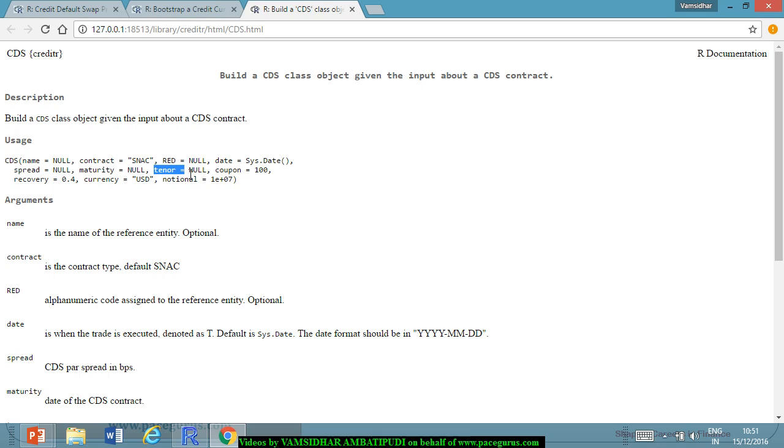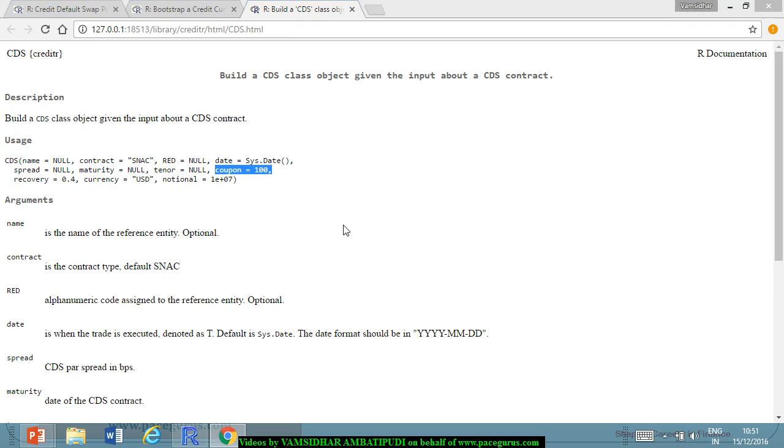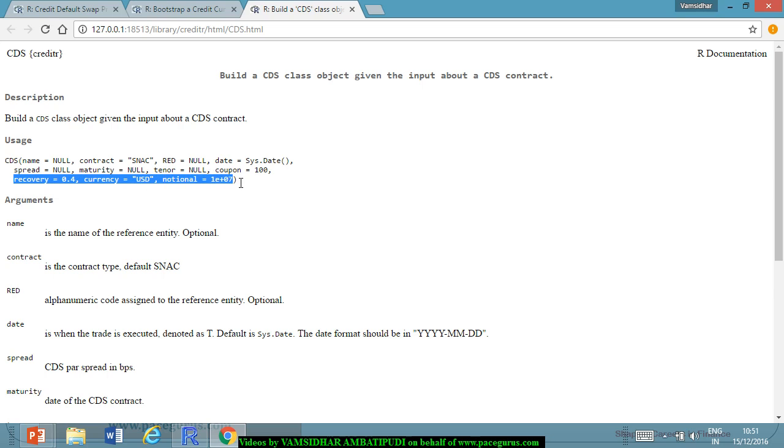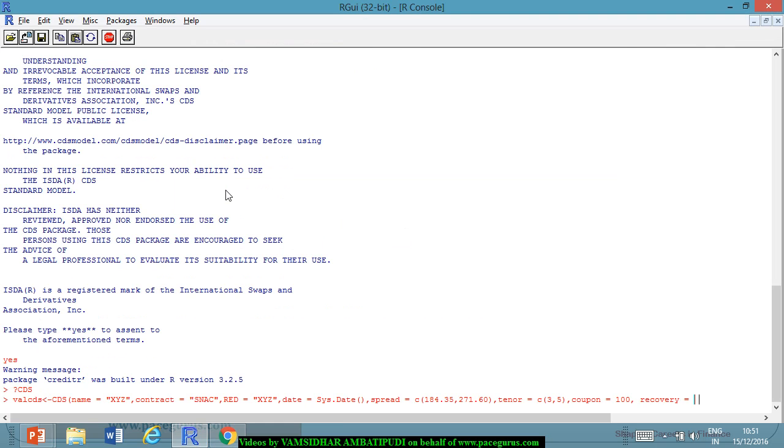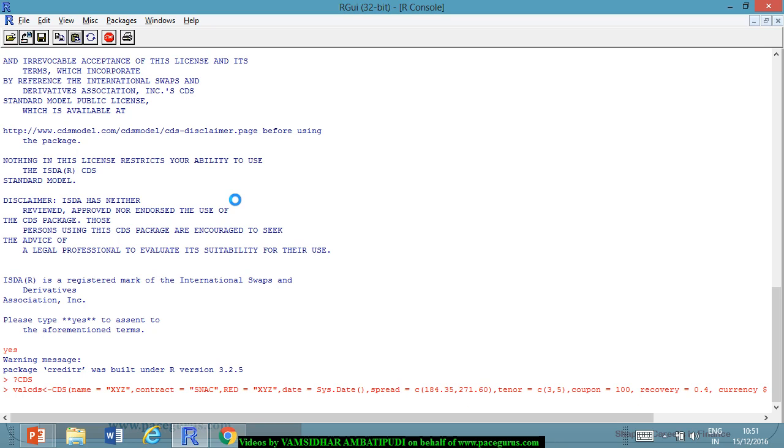Then instead of maturity, I'll give the tenure, one being a 3-year contract and the other one being a 5-year CDS contract. So I'm specifying those. In both cases, I'm specifying the coupon as 100 basis points itself because it's a standard contract. The recovery, I'll take it as the default 0.04. Currency, I'll keep it as this, and notional, I'm keeping it as 10 million, the default setting itself. But otherwise, I can very well change the numbers as well. Now, this is how I am able to compute the value of this CDS, where the par spread is 184 basis points, but I'm paying only 100 basis points. Even in the second case where the par spread is 271 basis points, I'm still paying 100 basis points itself.